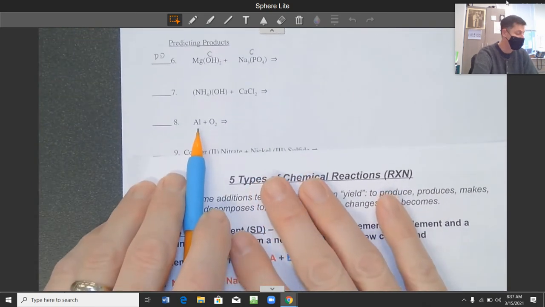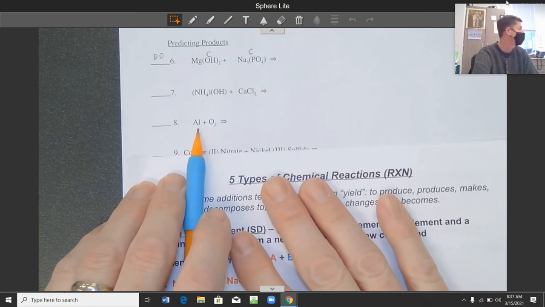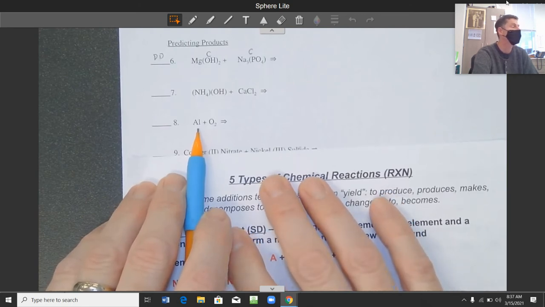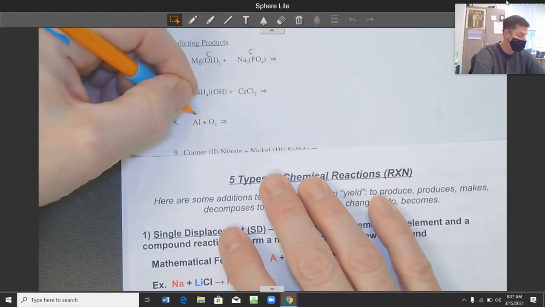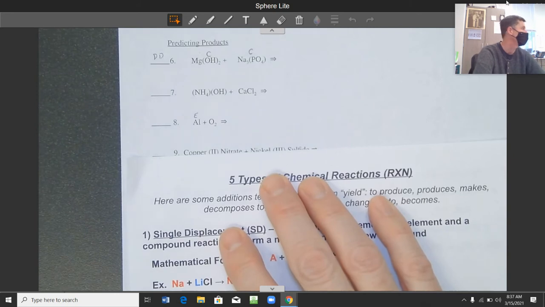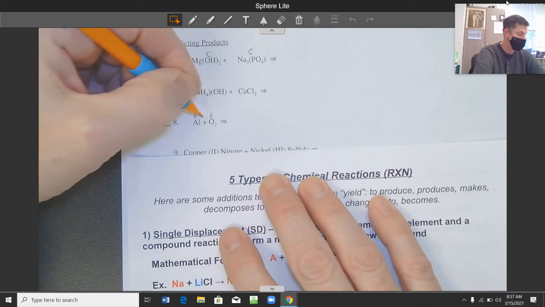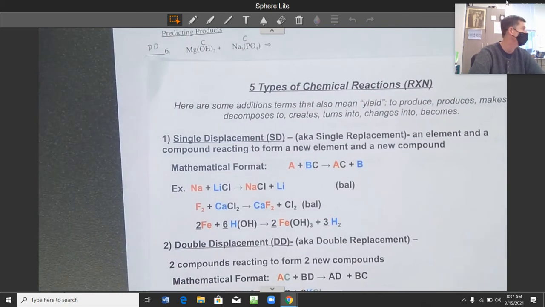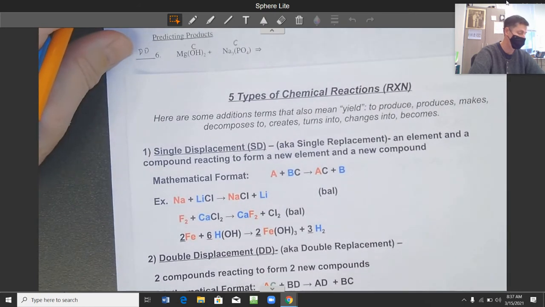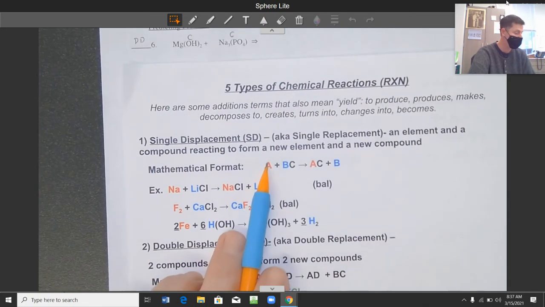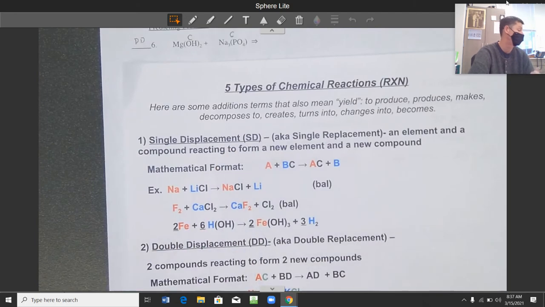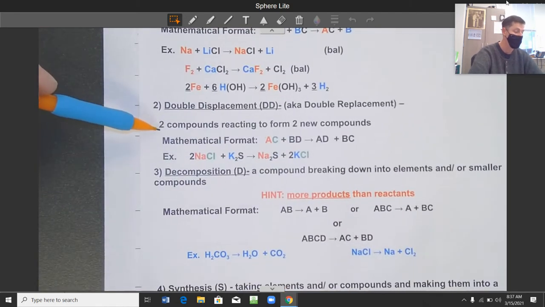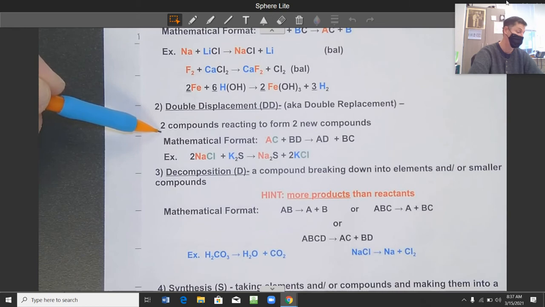Look at number 8. Al, is that an element or a compound? Element. O2, is that an element or a compound? So I have an element plus an element. Is that single displacement? No, because single displacement, we have an element and a compound. I don't have a compound. Double displacement says we have two compounds. I don't have two compounds.